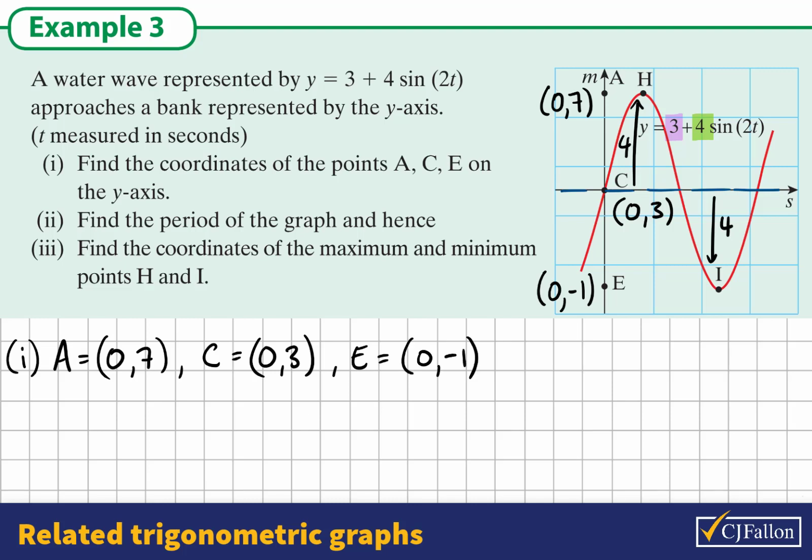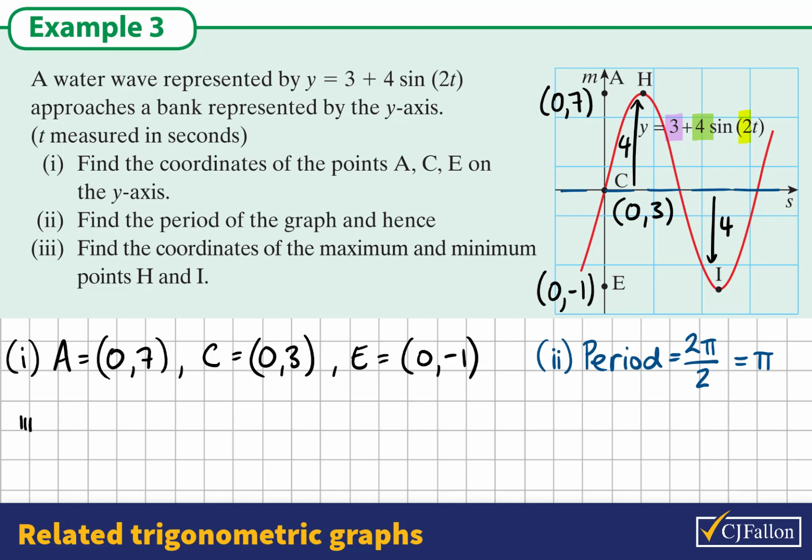Next, we're asked to find the period of the graph of this wave. Let's assume that we're measuring here in radians rather than in degrees. So the period is 2 pi divided by the multiplier inside the angle, which is 2. So 2 pi divided by 2 is pi, and this will be in seconds. So the period is pi seconds, or 3.14 seconds.